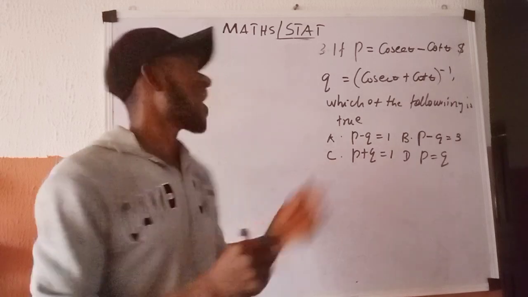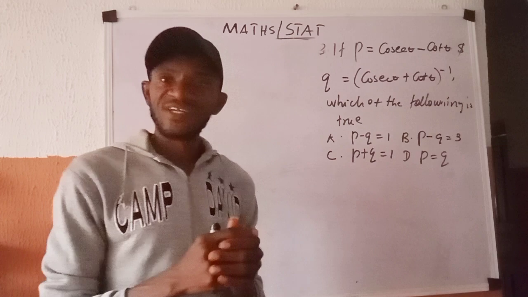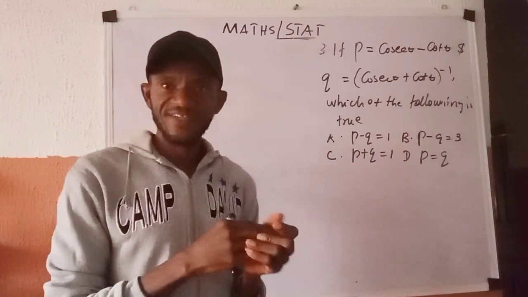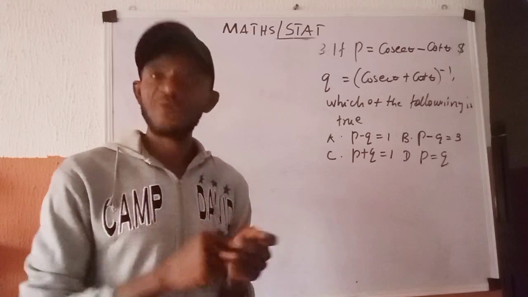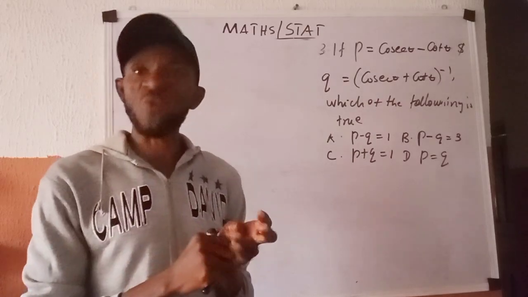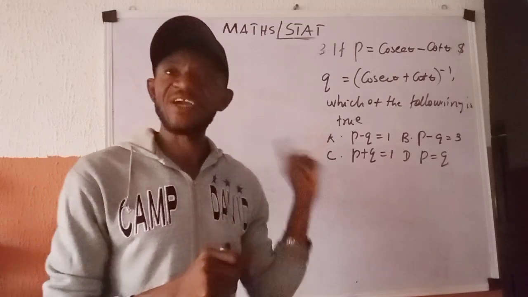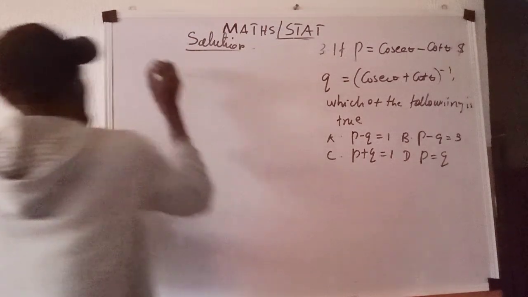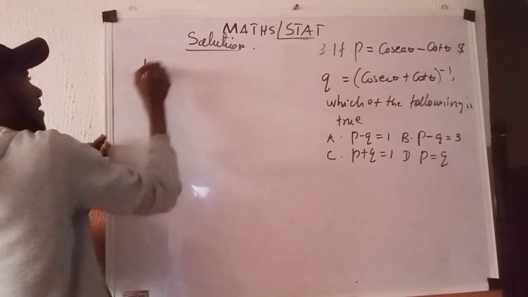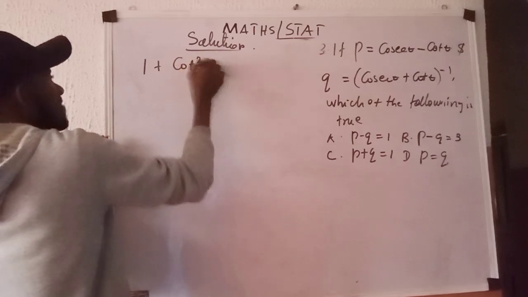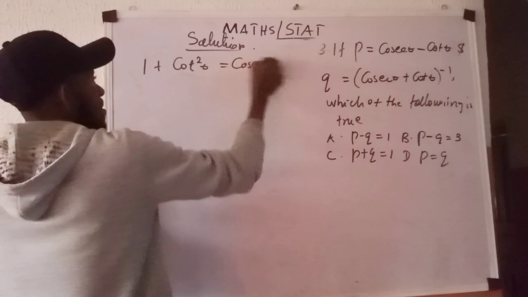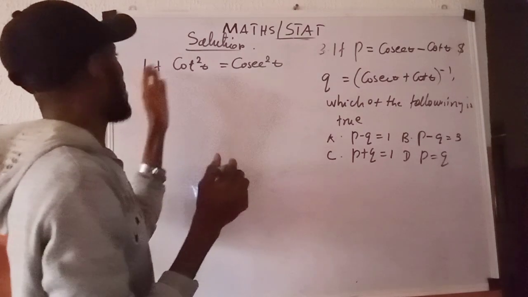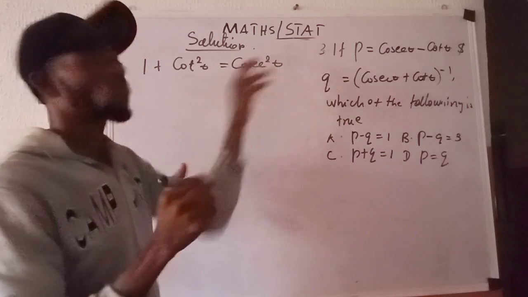What is that identity that connects cosec and cot? The identity that connects the cosec and the cot is the third identity of Pythagoras that says that 1 plus cot square theta is equals cosec square theta. That is that identity. I'll write it on the board. So as a way of solution, I have that identity says that 1 plus cot square theta equals cosec square theta. That is the third identity of Pythagoras.